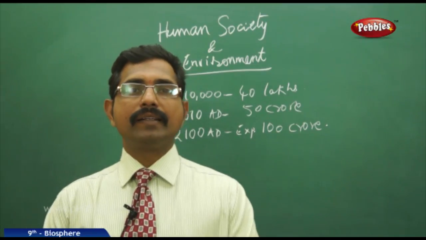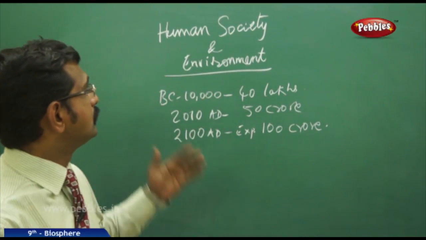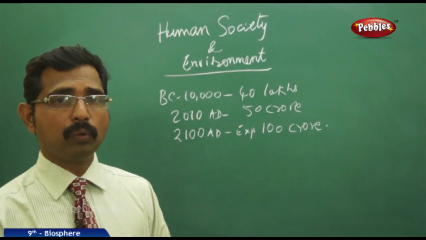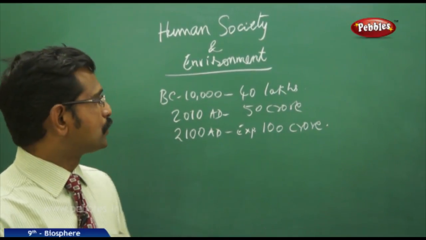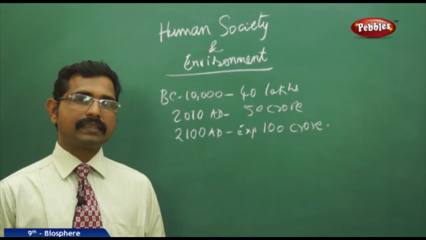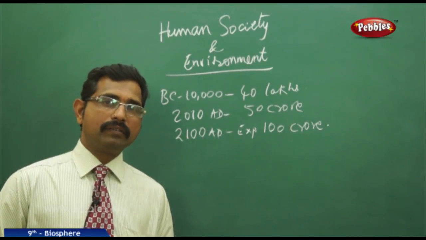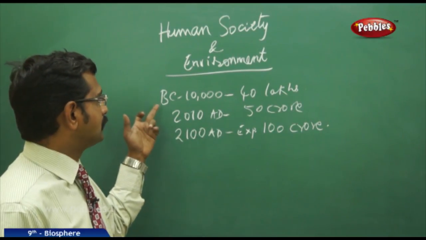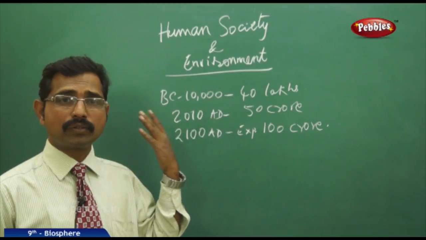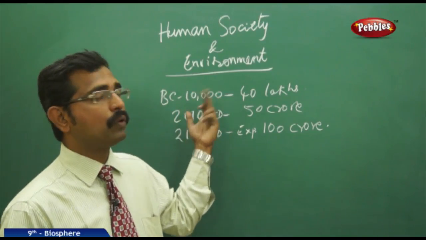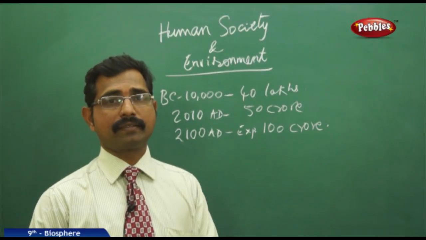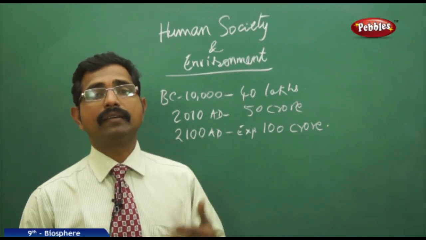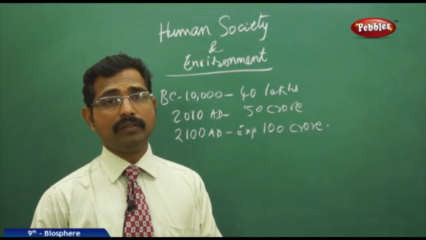Now we understand about human beings, human society and the environment, which impact each other vice versa. As you know, the dominant species on earth is the human being. Around 10,000 BC, before Christ, the human population was 40 lakhs, whereas in 2010 it reached 50 crore population in the world.